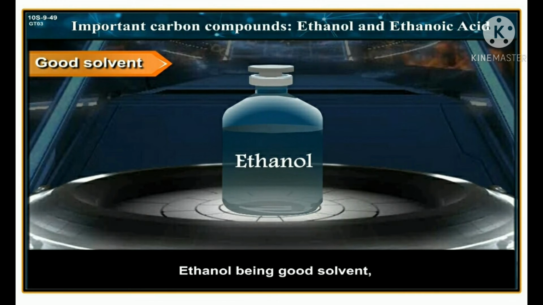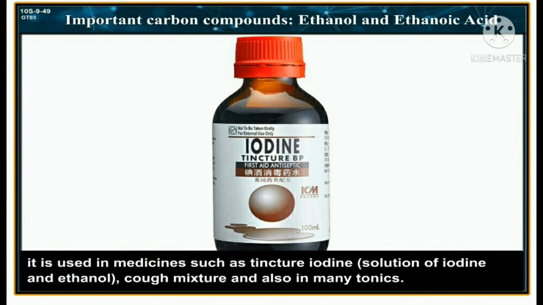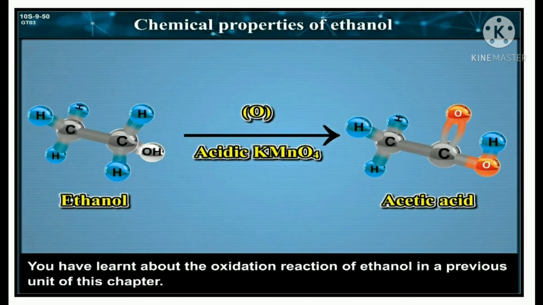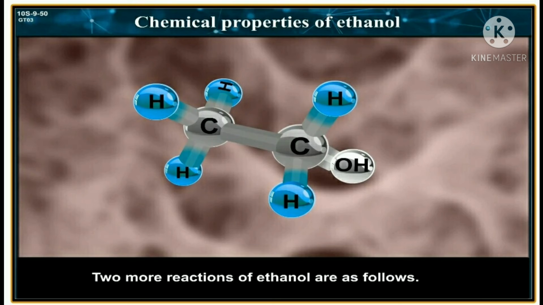Ethanol being a good solvent, it is used in medicines such as tincture iodine, a solution of iodine and ethanol, cough mixtures, and also in many tonics. Chemical properties of ethanol. We have learnt about the oxidation reaction of ethanol in the previous unit of this chapter. Two more reactions of ethanol are as follows.